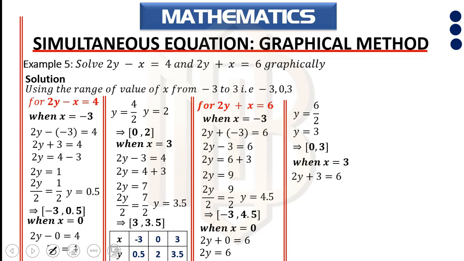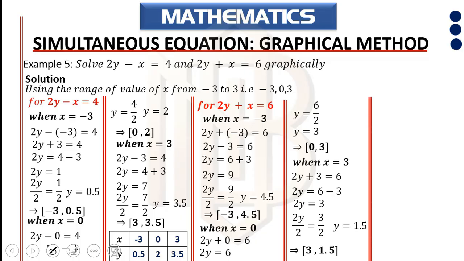Okay, so from what you have there, that means 2y equals 3. And then from what you have there, you say y equals 1.5. So you have the third point. Okay, so that means we have our table 2.